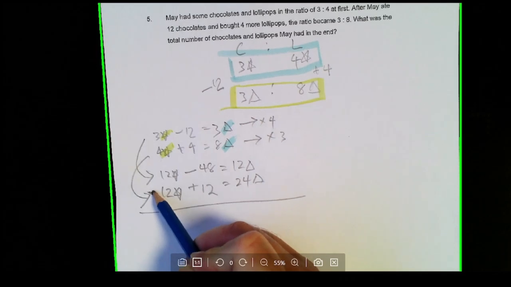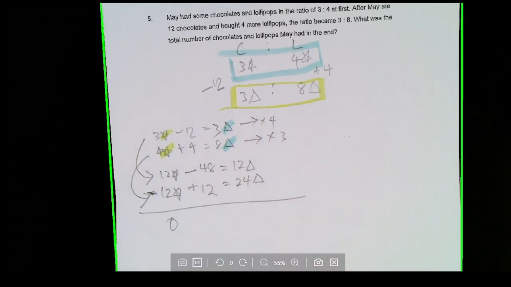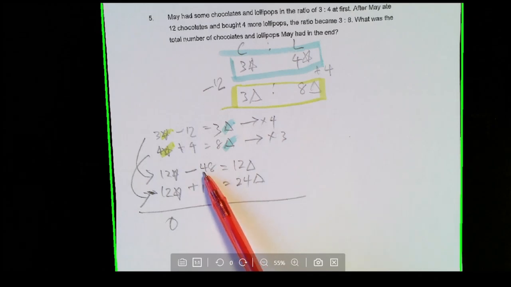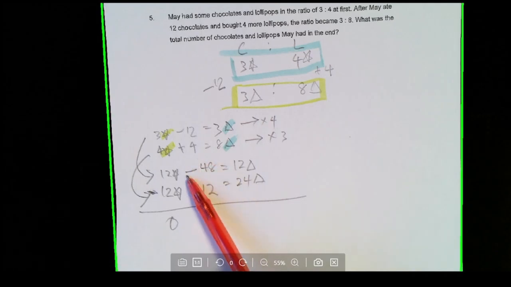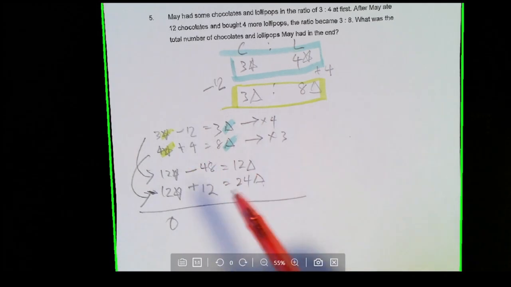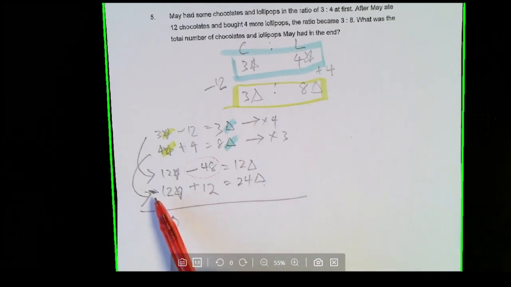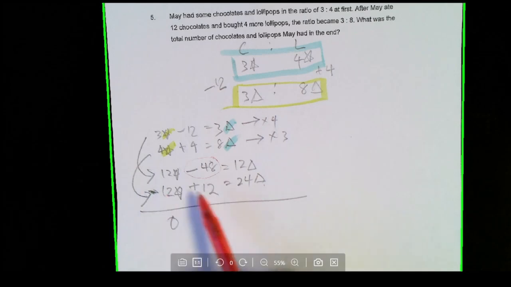minus 12. Okay, if you're my student, how do I explain it to you? Minus 48 is you already owe $48. You don't have $48, you owe $48 already. And then minus $12, so you owe another $12. You owe $48, you minus 12, that means you owe another $12.